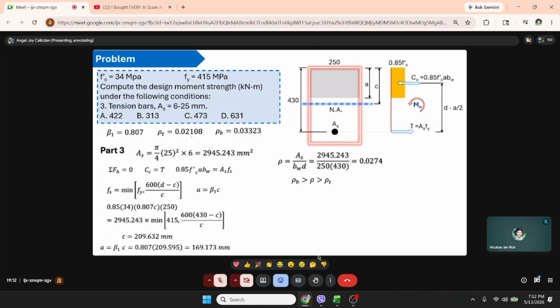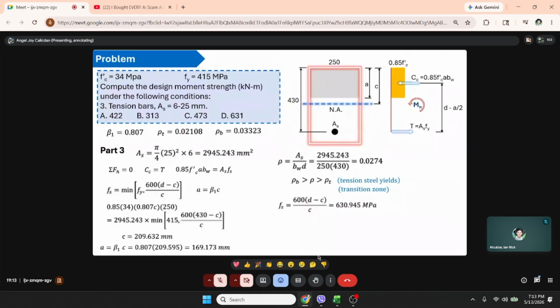But it is less than the 0.03 rho balance. So since it is in between, meaning it is in the transition zone. So tension still yields since it is greater than rho balance. And yes, transition zone. And if it is in the transition zone, we need to verify the Fs.